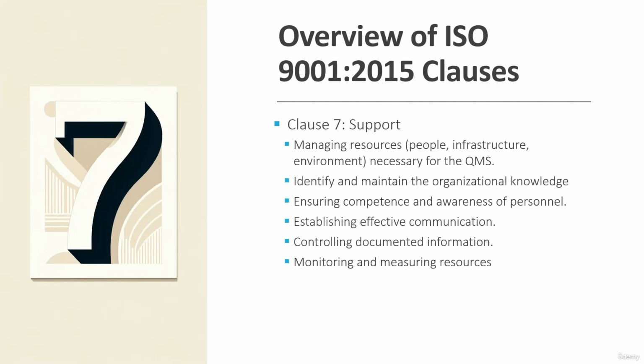And then it also covered controlling documented information. And we did talk about documented information in section 1, which basically consists of the documents and records. So you need to have the control on that so that the right document is available at the right place for the right people to do the job. And then another part of support is monitoring and measuring resources. And if I have to put a simple word for that, that would be calibration.